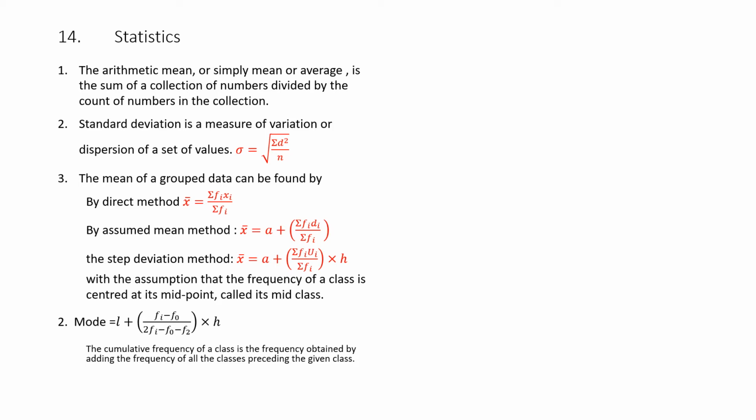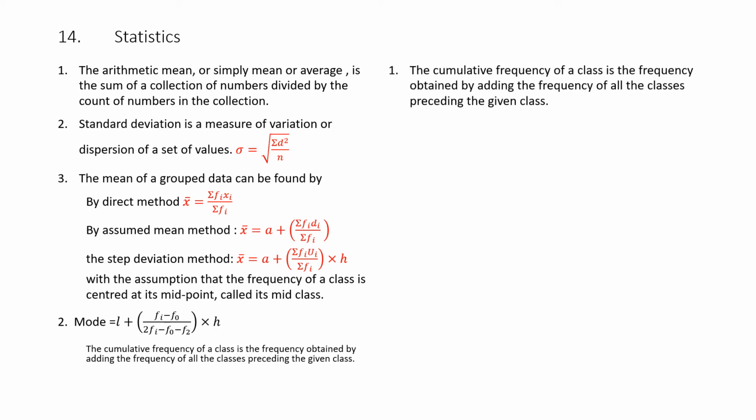The cumulative frequency of a class is the frequency obtained by adding the frequency of all classes preceding the given class. A median is a value separating the higher half from the lower half of a data sample.